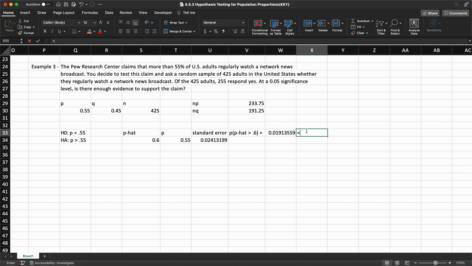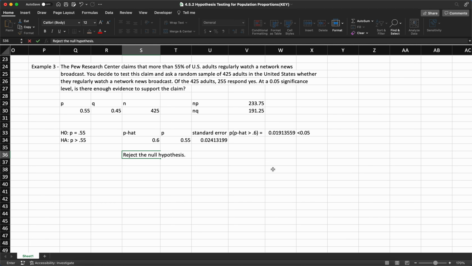And since this is less than 0.05, that means that this is so rare that this would happen that we must reject the null hypothesis.